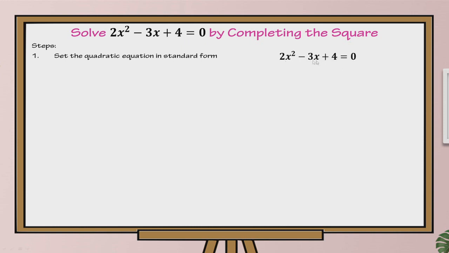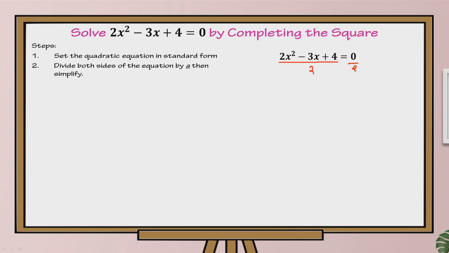And since this is already in standard form, let's proceed to the second one, which is to divide both sides of the quadratic equation by the coefficient a. And this time, yung value ng a natin is 2. So ang mangyayari dito is again, we divide this side with 2 and this side with also 2. So i-divide lang natin each coefficient with this number.